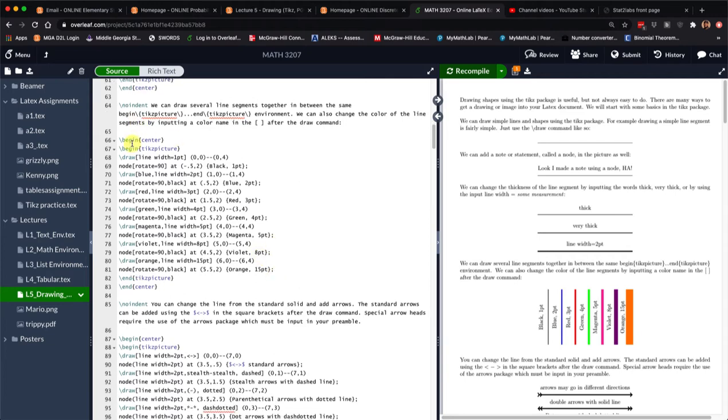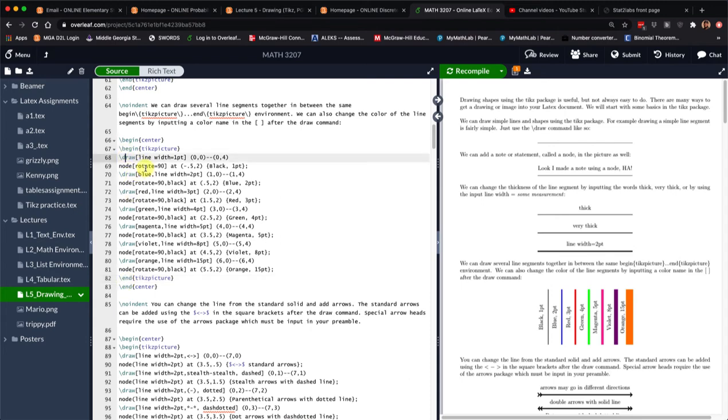So I did a begin center, end center like I did before. You don't always have to do begin, end center, but most often we do want our pictures centered on the page. And then I've got a begin and end Tikz picture here. In between that, I've drawn every one of those lines.